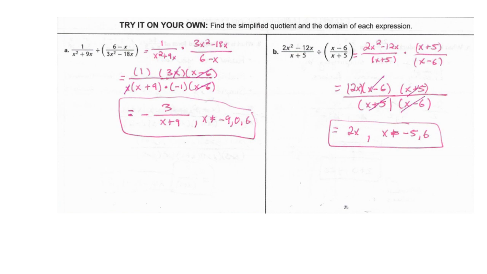Next one, your solution ends up being 2x once you cross out the common factors, and your excluded values are negative 5 from the x plus 5 and 6 from the x minus 6.